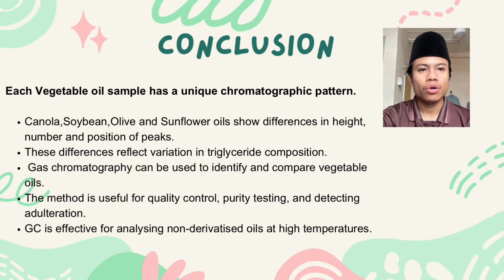Moving to the conclusion, to conclude this analysis, I want to highlight a few key points based on the chromatographic data that we obtained. To begin with, we saw that each type of oil produced a unique chromatogram. The number of peaks, their height, and their retention times were different for canola, soybean, olive, and sunflower oil. This shows that each oil has its own triglyceride composition. Second, the differences in the peak patterns help us compare and even identify oils. For example, the tall, simple peaks in olive oil are very different from the more complex pattern we saw in sunflower or soybean oil.